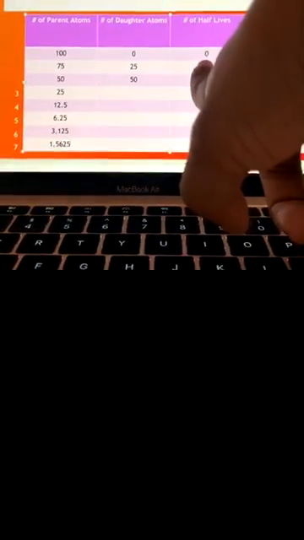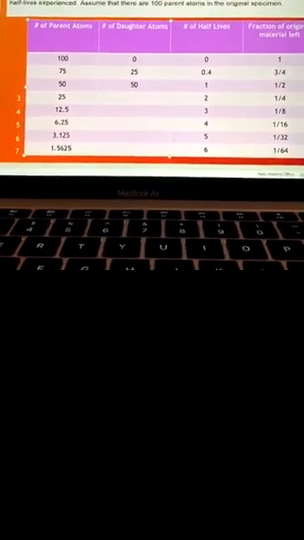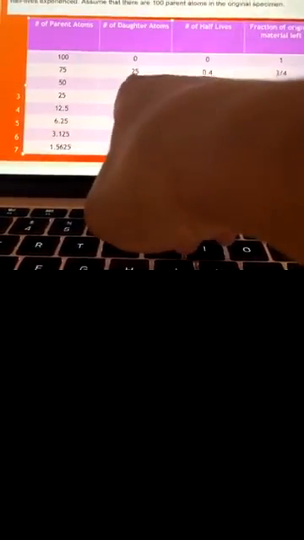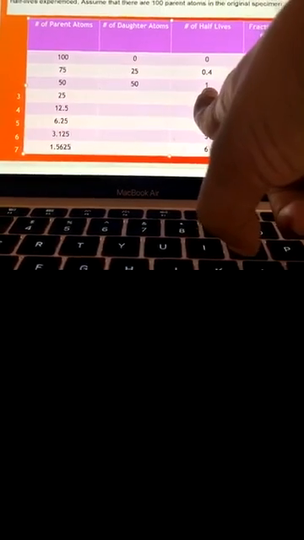So you notice the number of daughter atoms is 0 at 0 half-life. Now when we keep going, if we go to 0.4, 0.4 is about 40%. 0.4 is very close to 0.5. So if you go to 0.5, or half of a half-life, we get 25 daughter atoms. If we go one complete half-life, we have 50 daughter atoms. So one complete half-life gives us 50 daughter atoms.